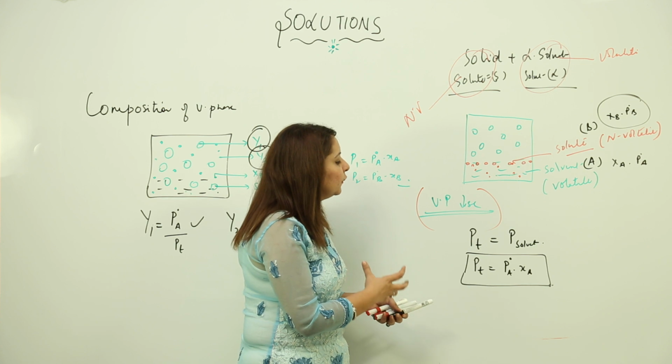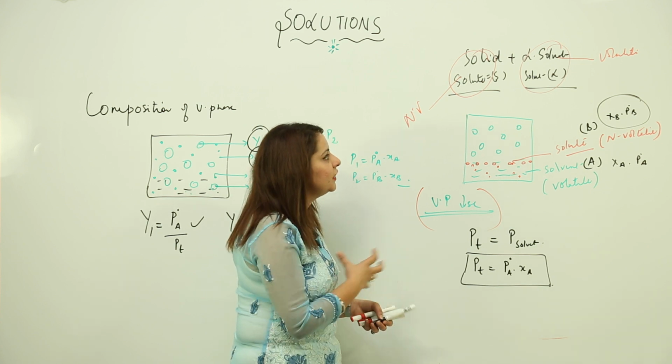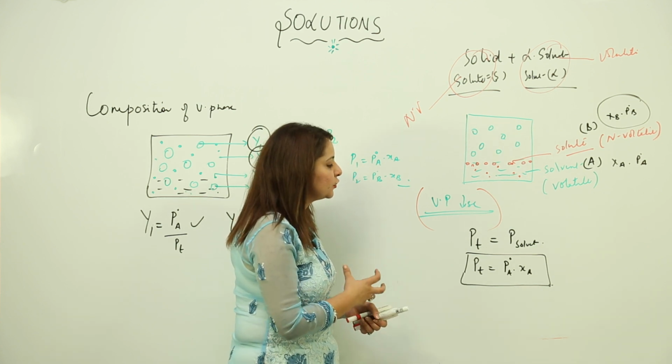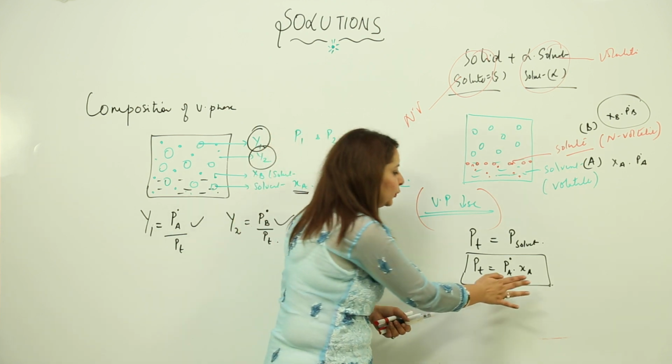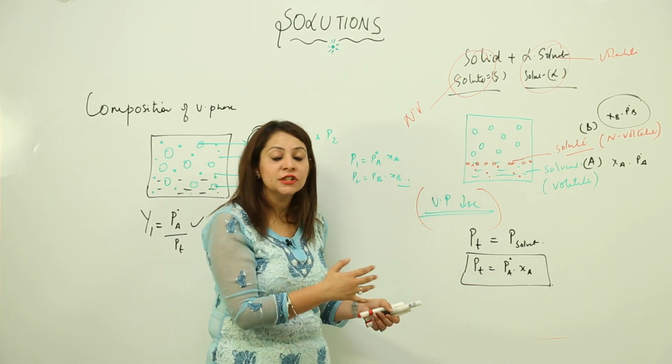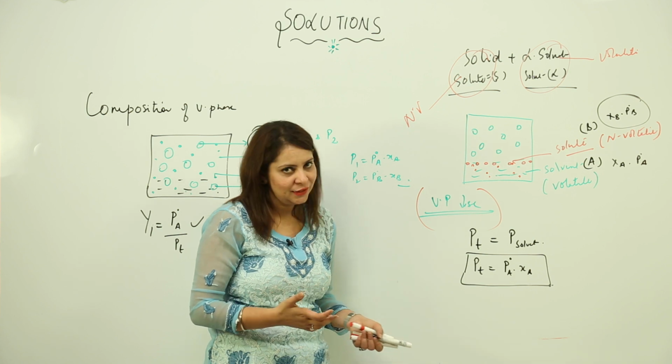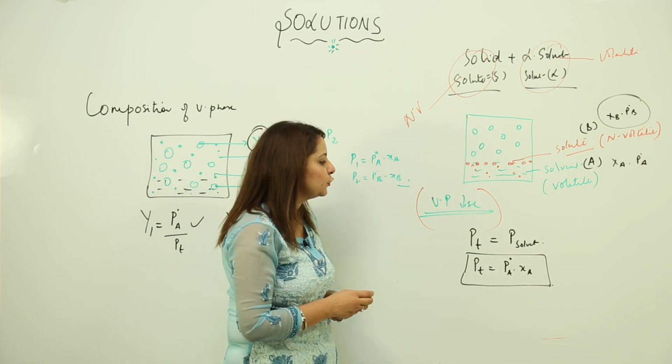Now this is what I just want to tell you, that whenever there is a non-volatile solute, the total pressure is getting affected only due to this factor. That means because only the solvent is volatile, the solute is not volatile in nature. So this is what you have to keep in mind.